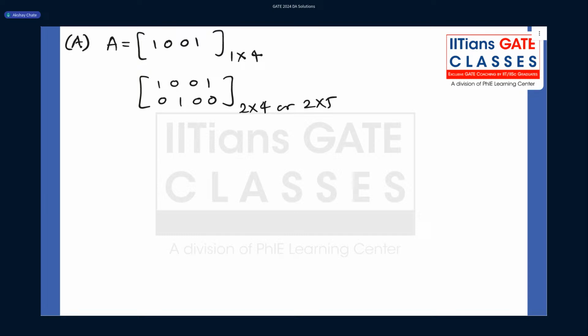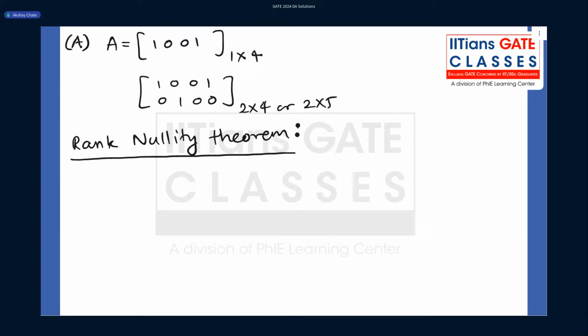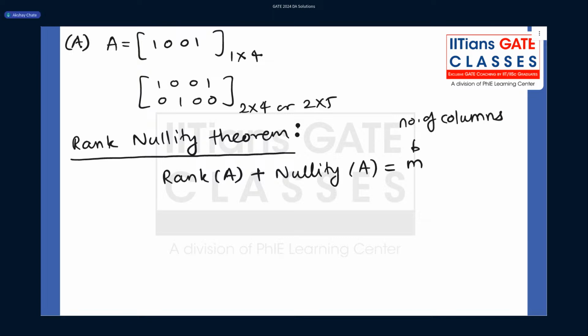And if not, then you should know there is something called the rank-nullity theorem, and that is relevant for your option A. It's a very famous theorem. What it means is, in this case, rank of your matrix A plus nullity of that matrix will be equal to m, where m is the number of columns. So this is a theorem, so there will be a proof to it, but we will not discuss that today.